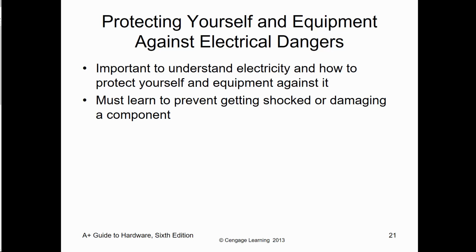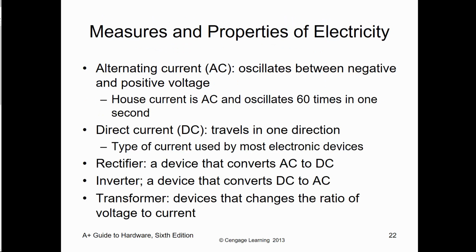Okay, so since we're talking about electricity, we have to talk about a few key terms. First of all, AC versus DC. AC is alternating current. It oscillates between a positive and negative voltage. House current in the US oscillates 60 times in 1 second. It normally runs at 110 to 120 volts. While DC current travels in one direction, this type of current is used by most electrical devices. So laptops and phones use DC, and so we actually have to have some type of converter to convert AC to DC.